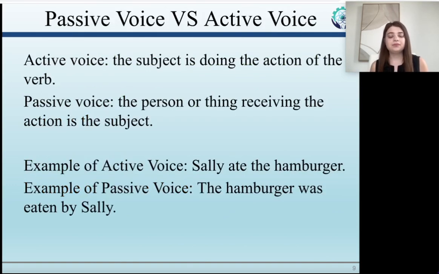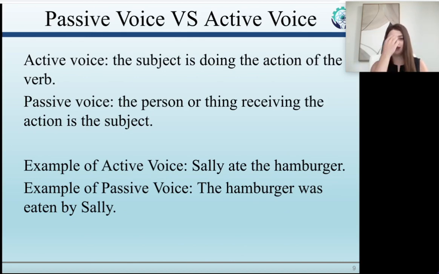Okay, awesome. So let's talk now about active voice versus passive voice. Active voice is when the subject is doing the action of the verb. So, for example, I am eating a sandwich, right? I am going to the store. I am lighting a candle. I am going to bed, right? It's all about me. I'm the person doing an action.